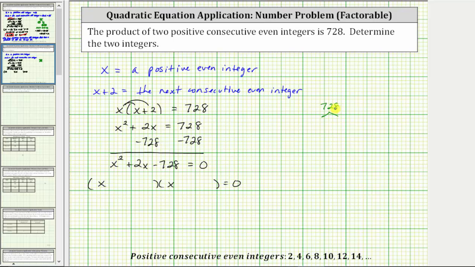728 is even. 728 is equal to 2 times 364. 2 is prime. 364 is still even. 364 is equal to 2 times 182. 2 is prime. Again, 182 is even. 182 is equal to 2 times 91. 2 is prime. And 91 is equal to 7 times 13. Now we know the prime factorization of 728 is 2 times 2 times 2 times 7 times 13.